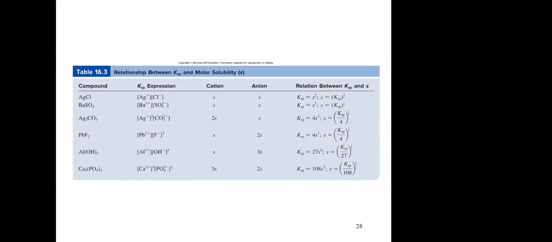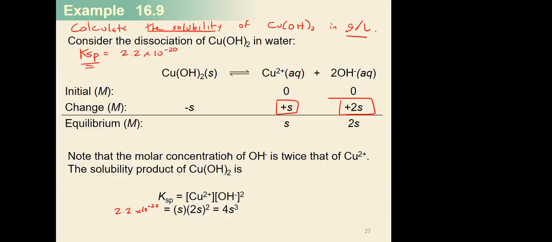Now, should we get the S here? What does that S equal to? What is the equivalent of that S? The concentration of copper 2 ion. Your S is your molar solubility. So if we calculate this one, 4S cubed equals 2.2 times 10 to the negative 20. How are we going to do that?